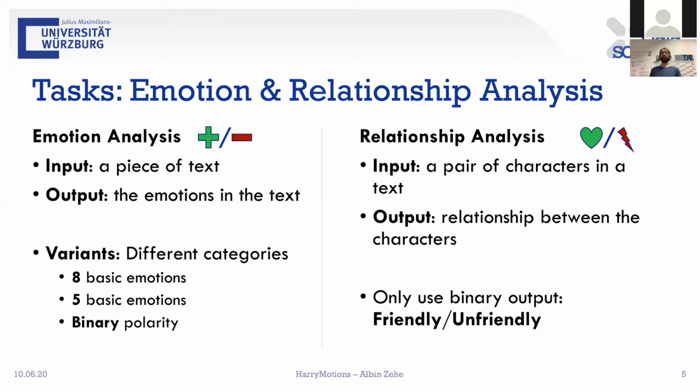The second task, the relationship classification, gets as input a pair of characters, and the output is the relationship between those characters. In this paper, we only focus on a binary output, that is, we classify relationships as either friendly or unfriendly.